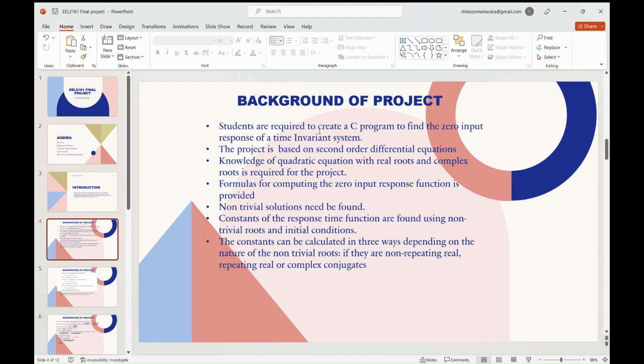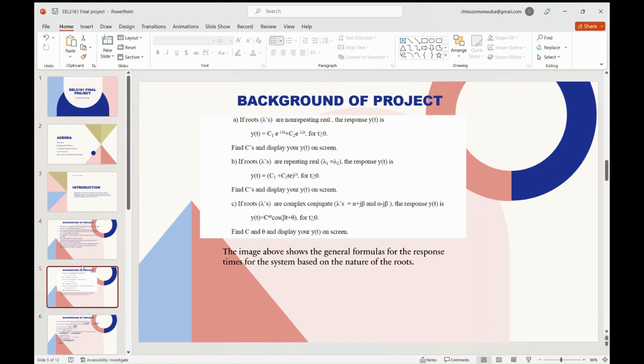Constants can be calculated in three ways, which is the important part because you have to determine what type of non-trivial roots you get, and that will determine how the constants will be calculated. So in this next slide, you'll see three formulas that itemize how you should represent the response time at the end after you've calculated the coefficients.